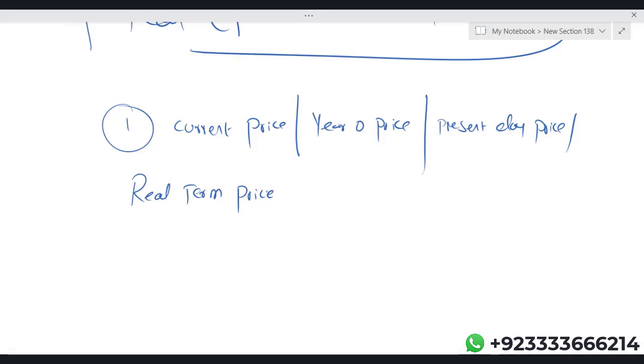So if your examiner says given prices are current prices or year zero prices or present day prices or real term prices, sometimes the examiner gives you another piece of information like the given data is without considering the inflation. Obviously, when the examiner writes that, it means given cash flows are real. So whenever any one of these four terms is used, inflation will be incorporated from the first year.